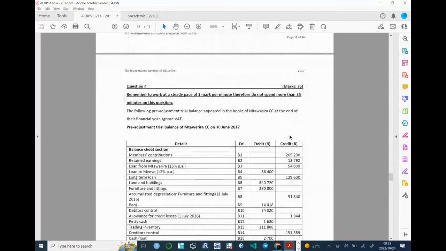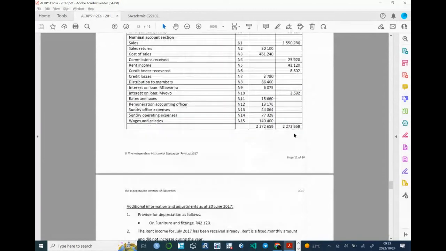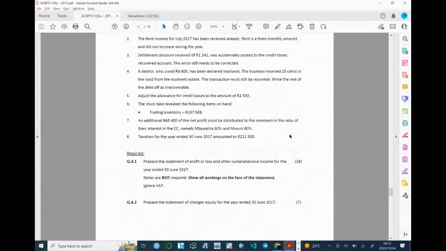Question 4, remember I said question 5, ignore that, it's no longer in your syllabus. So question 5, what's going on there? Here I think, if I'm not mistaken, here we are working on your learning unit 4 with your adjustments. So here they say, prepare a statement of profit and loss and other comprehensive income for the year ended 30 June 2017. Note, notes are not required. Show all the workings on the face of the statement. Okay, ignore that. And then we see ignore that.